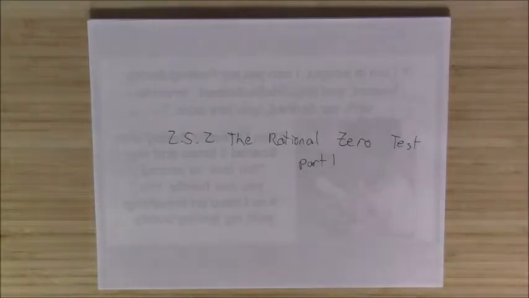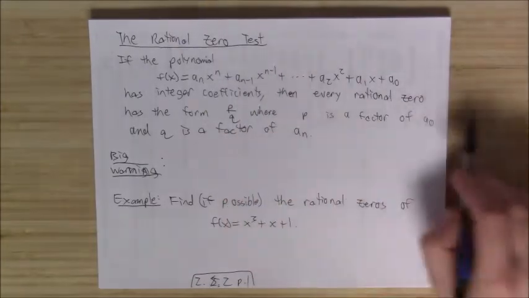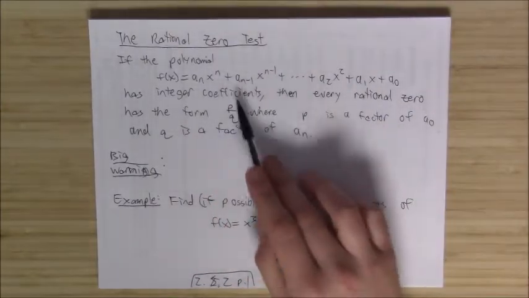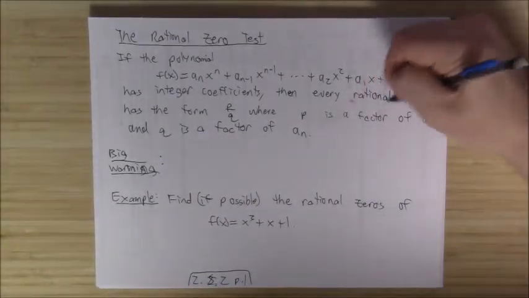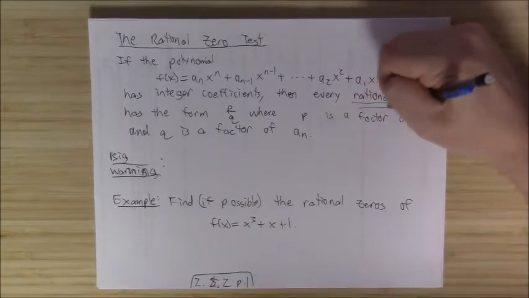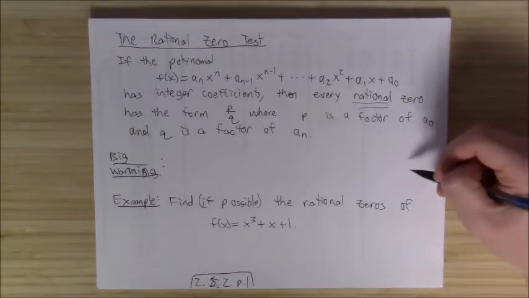In this video, we'll be starting to talk about the rational zero test. Now, the rational zero test says that if we have a polynomial of degree n, like so, and if it has integer coefficients, then every rational zero, and this is an important word here, that is every fractional zero, has the form p over q, where p is a factor of a0 and q is a factor of an.